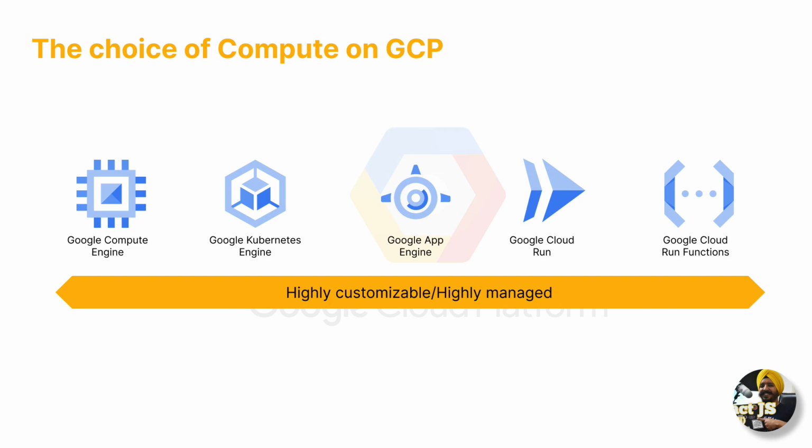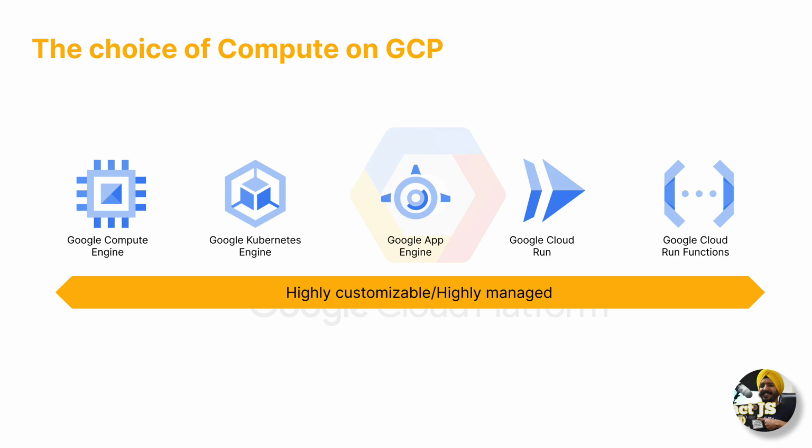So one is highly managed, it's auto controlled and auto managed by Google, and on the other side you have Compute Engine. And in between these two you have Kubernetes Engine, which is a managed Kubernetes environment to run containerized workloads. You have App Engine and App Engine Flex, standard and flex, that give you a mechanism to run the code. And Google Cloud Run is again a serverless container execution environment. And finally you have Cloud Run functions.